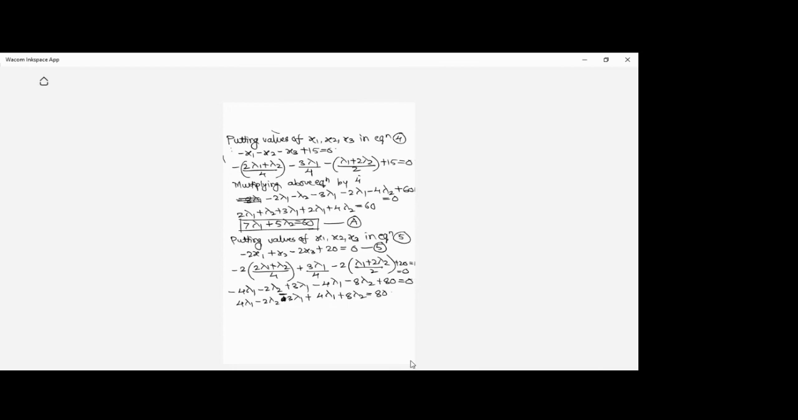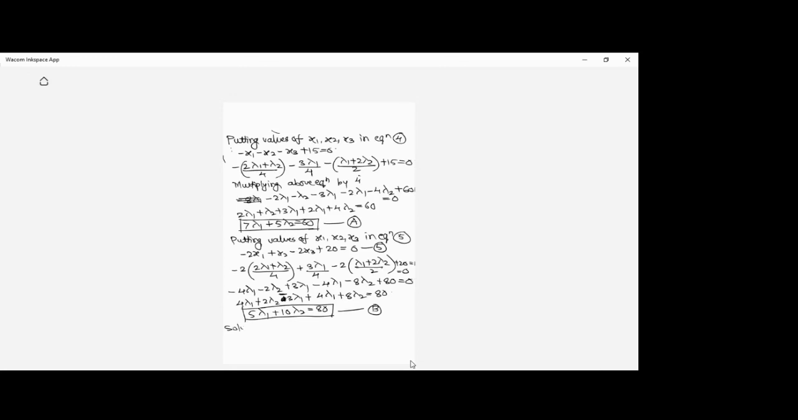So what will we be getting? 4 lambda 1 minus 3 lambda 1 is lambda 1, lambda 1 plus 4 lambda 1 is equal to 5 lambda 1, right? So minus 2 lambda 2 will be plus here, okay. So plus 2 lambda 2 plus 8 lambda 2 is 10 lambda 2 is equal to 80. So this is our second equation with respect to lambda 1 and lambda 2.